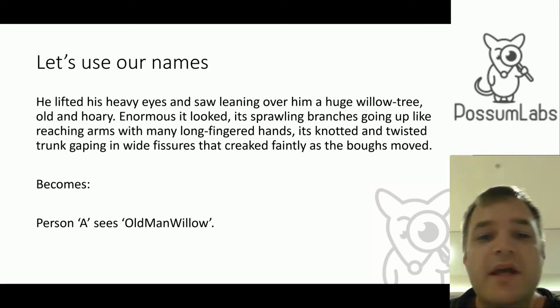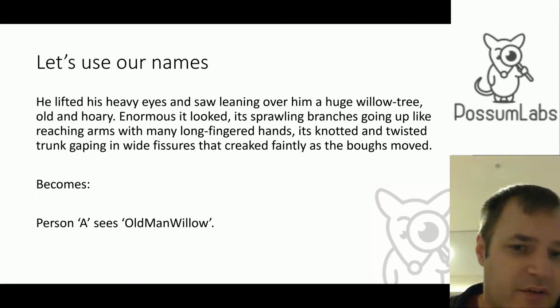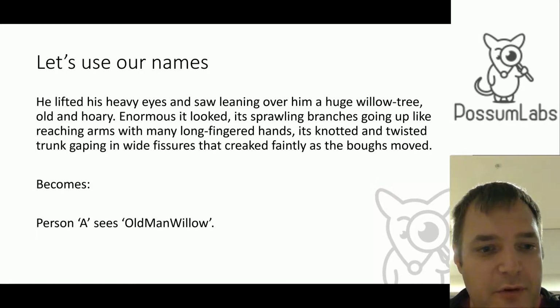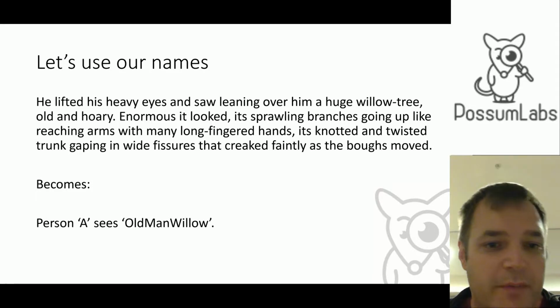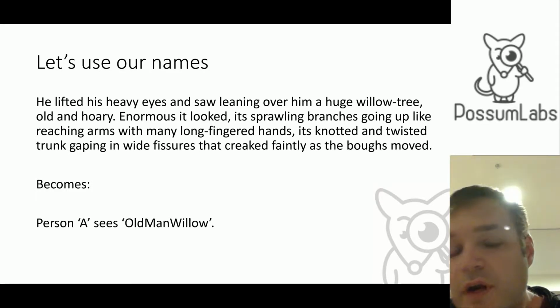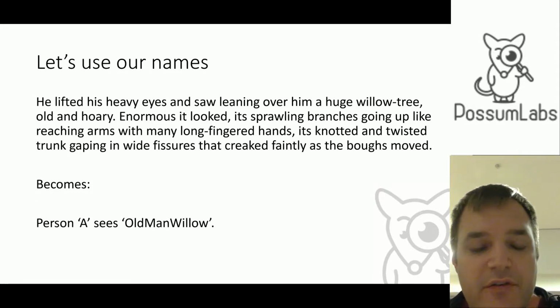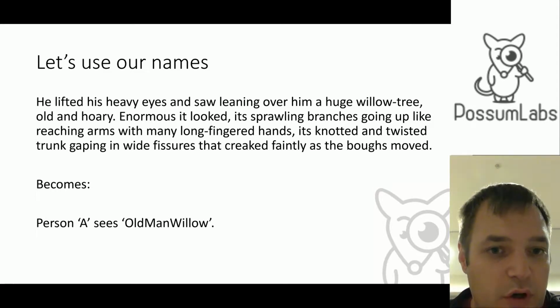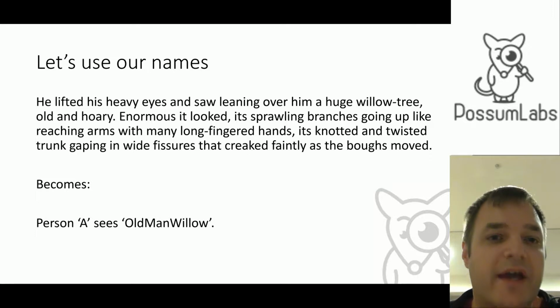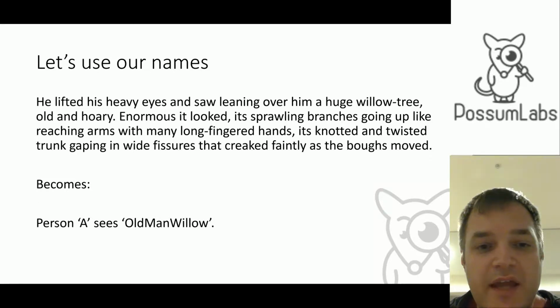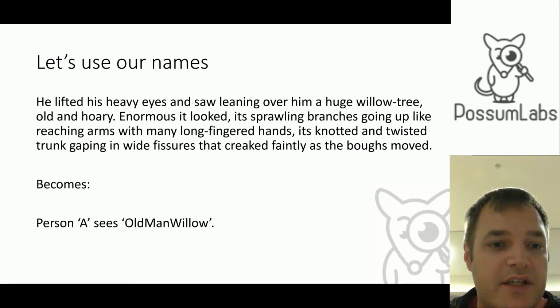Right? So we can, of course, try and say, well, we're just going to solve for the golden data set, right? This particular tree is called Old Man Willow. So person A sees Old Man Willow. Great, but everyone would have to be an expert of all the different things that exist in the world. This doesn't really work. You need to have a way to describe this data. This gets back to our problem with the golden data set.